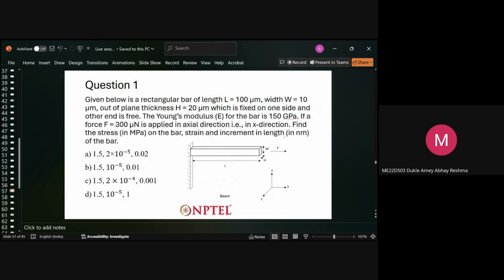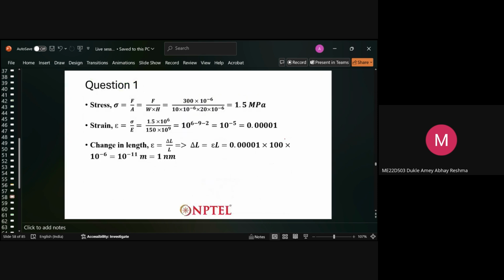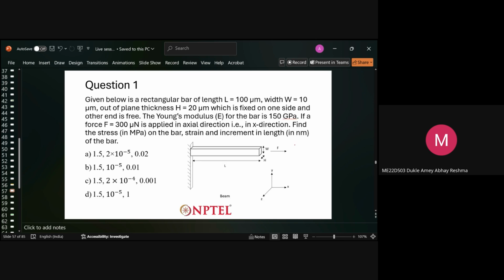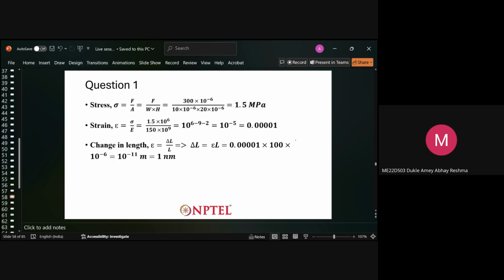There will be the axial stress formula. Since the cross section is W into H, we are not concerned with the length. We are only concerned with the cross-sectional area because it's the axial stress. So the formula will be F upon W into H, and the answer we get is 1.5 megapascal.